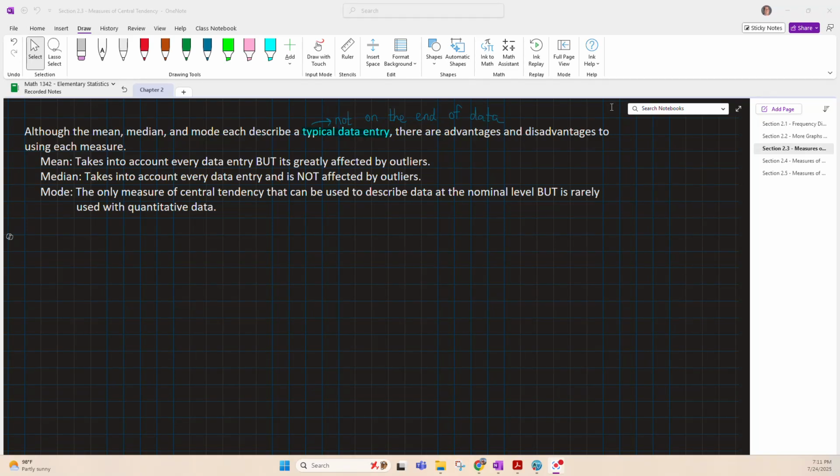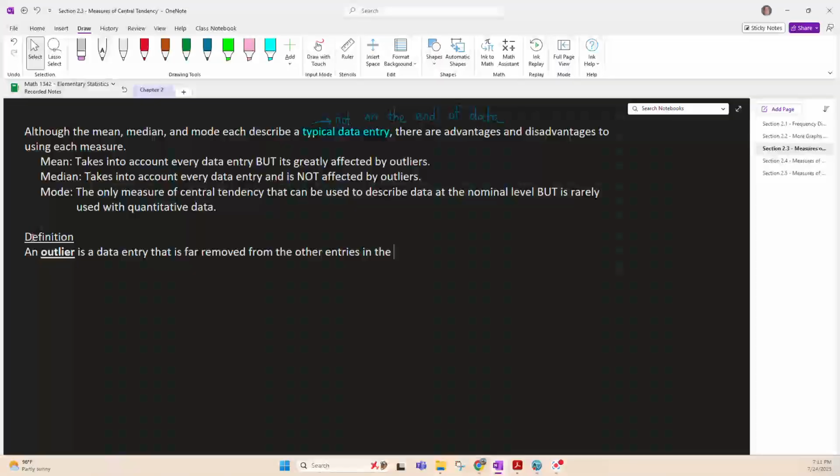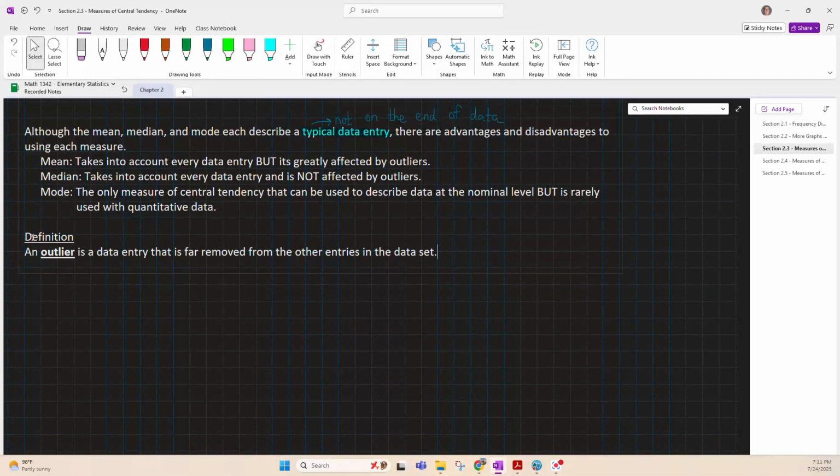Okay, so now that we've talked about mean, median, and mode, we have another item we need to introduce. And that is called an outlier. So an outlier is a data entry that is far removed from the other entries in the data set.